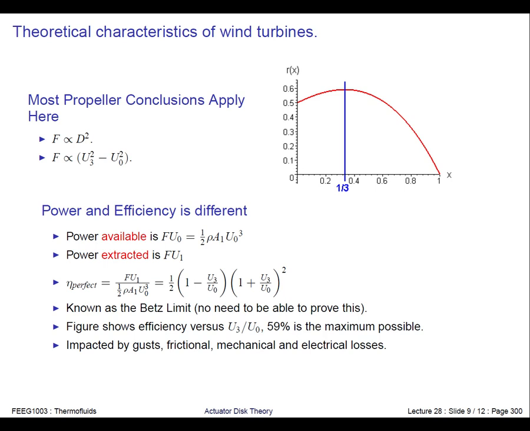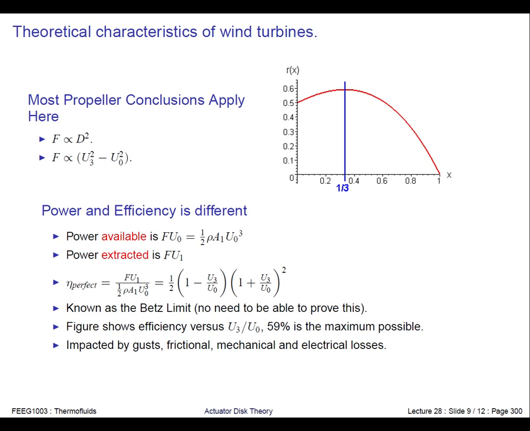Most of the actuator disk theory conclusions, which are these key ones here, apply to turbines. In particular, F is proportional to D squared. This tells you why turbines just keep getting bigger and bigger. People come up with new manufacturing methods and new materials, so you can generate very light but very large and strong turbine blades.